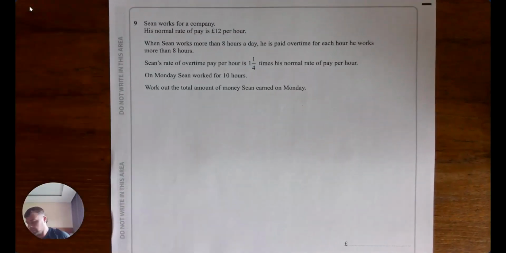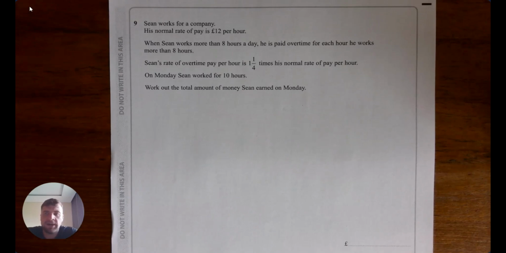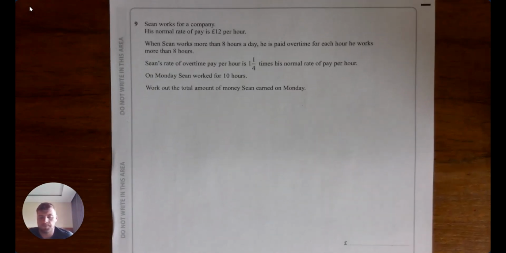Okay, next up. Sean works for a company. His normal rate of pay is £12 per hour. When Sean works more than 8 hours a day, he is paid overtime for each hour he works more than 8 hours. Sean's rate of overtime pay per hour is 1.25 times his normal rate of pay per hour. On Monday, Sean worked for 10 hours. Work out the total amount of money Sean earns on Monday.